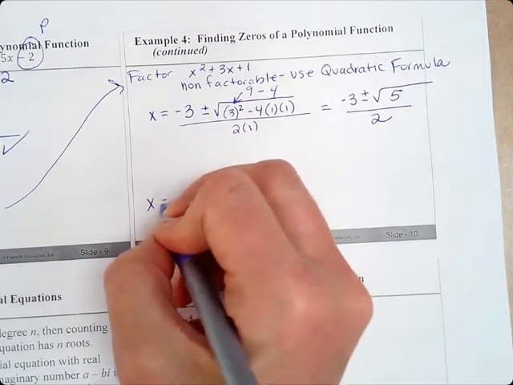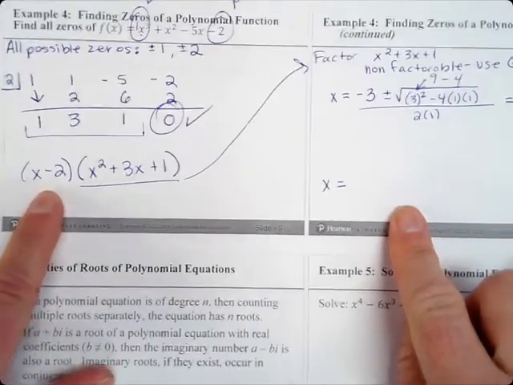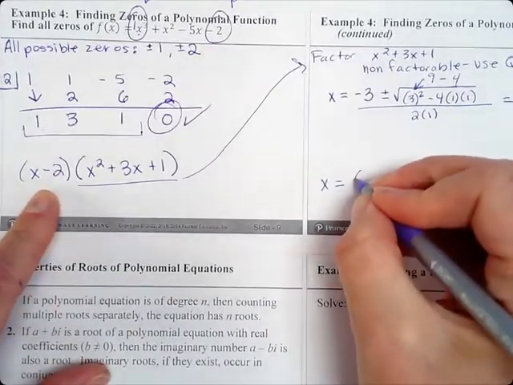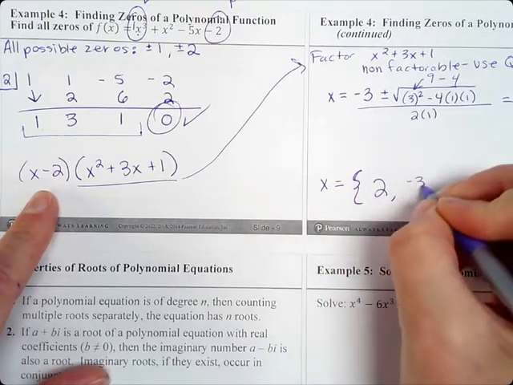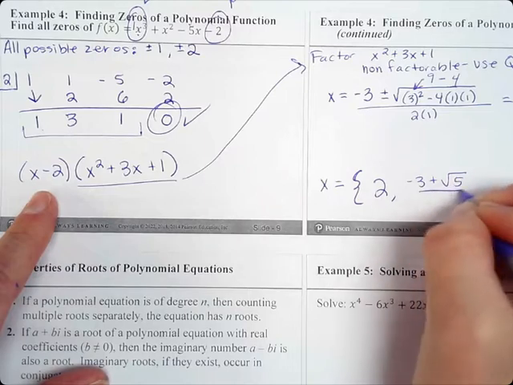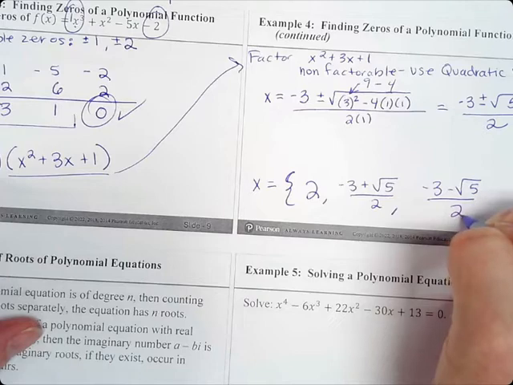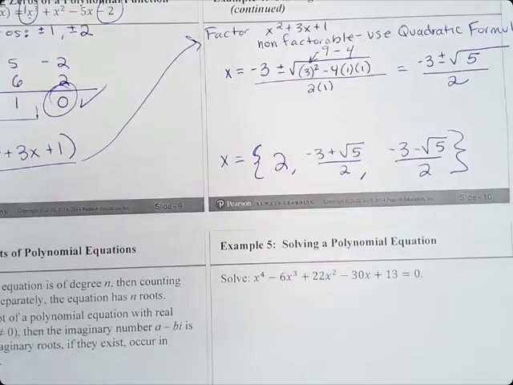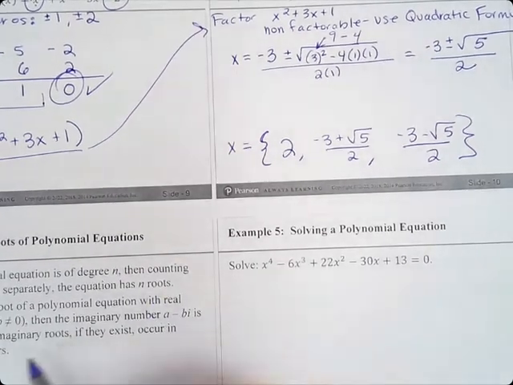So my solution set comes from over here. Don't forget about this one. It's 2, and then negative 3 plus square root of 5 over 2, and negative 3 minus square root of 5 over 2. Okay.